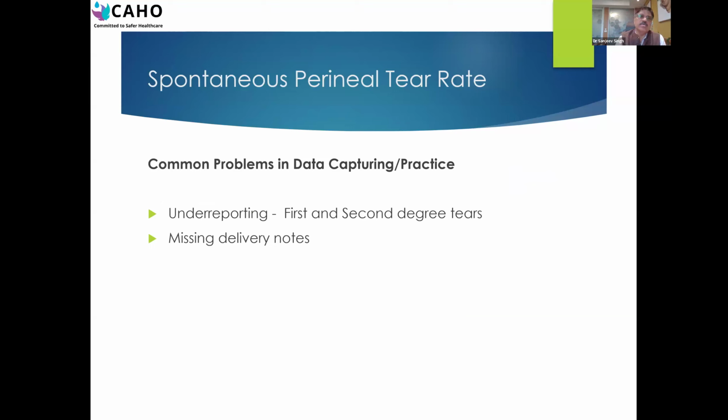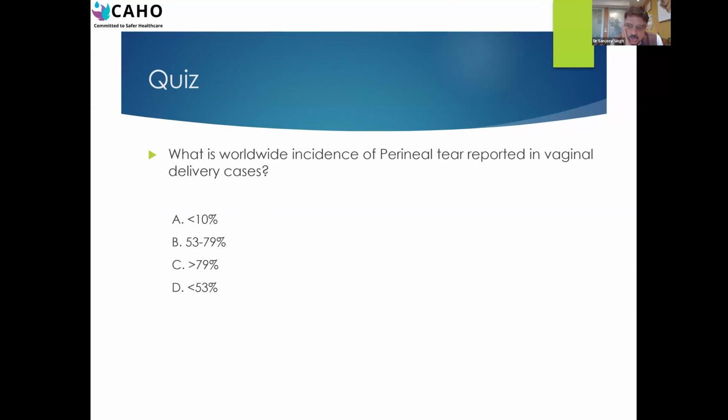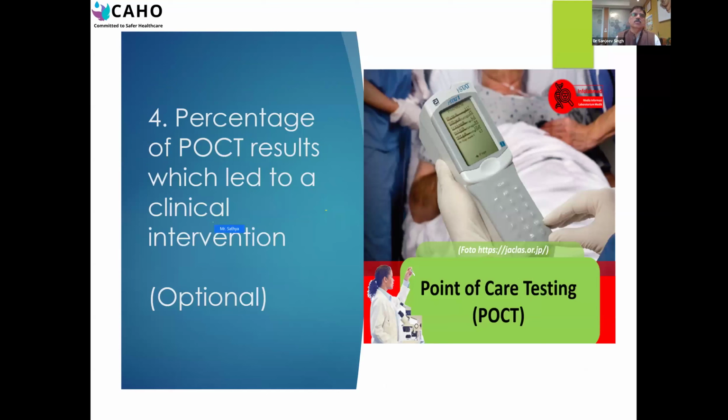Common problems in the data capturing process are underreporting and missing delivery notes. A very quick question to you, and you can respond on the chat. What is the worldwide incidence of perineal tear reported in vaginal delivery cases? I just mentioned there's a practice bulletin which reported this particular number, and that is why it is important in an Indian setting to capture perineal tear as one of the indicators. Right, very good. It is basically 53 to 79%, and that is where it is extremely important to capture this information.